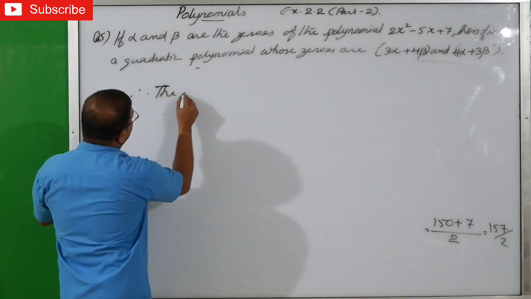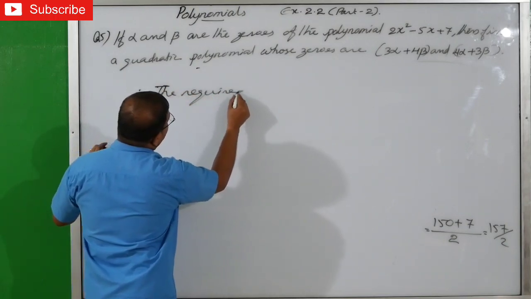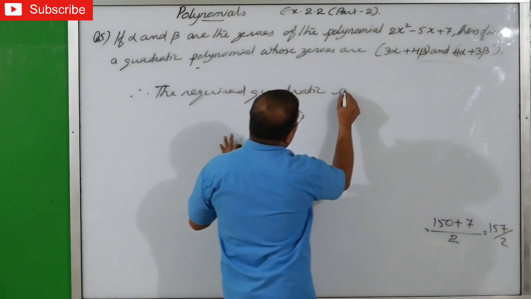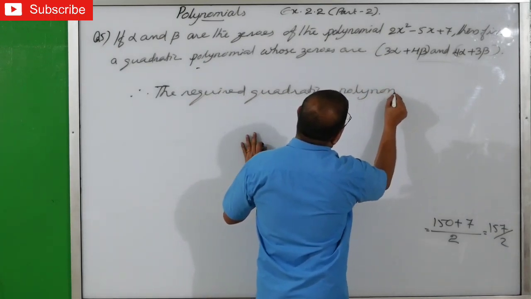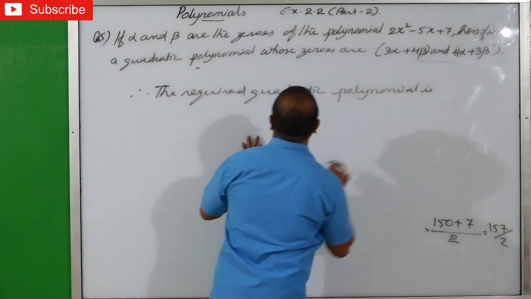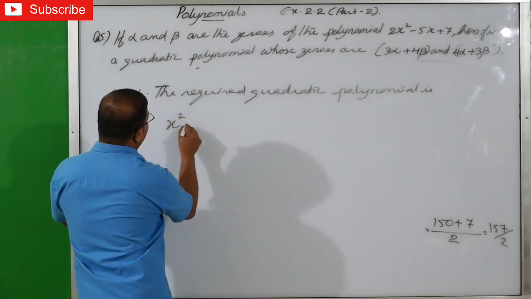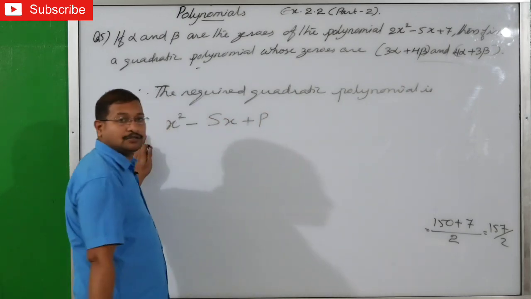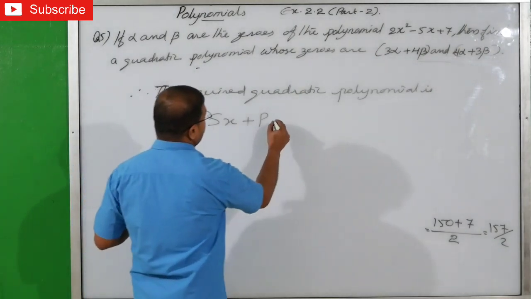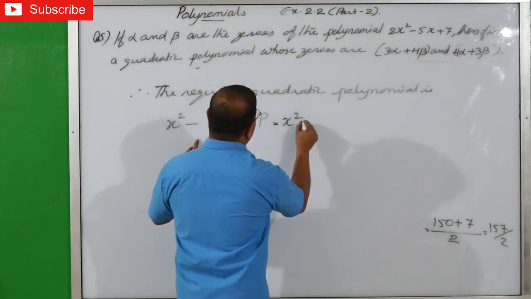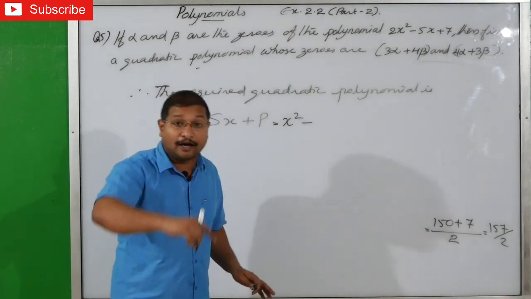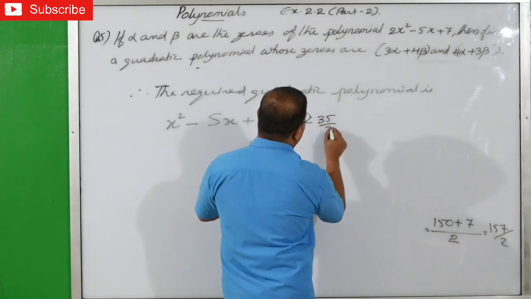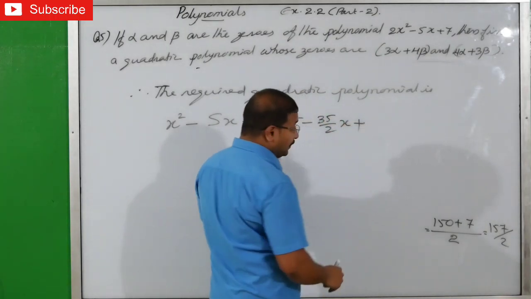Therefore, the required quadratic polynomial is x square minus sum of the zeros into x plus product of the zeros, equals x square minus the sum of the zeros we got already, 35 by 2, that means 35 by 2 into x, plus the product, what you got?